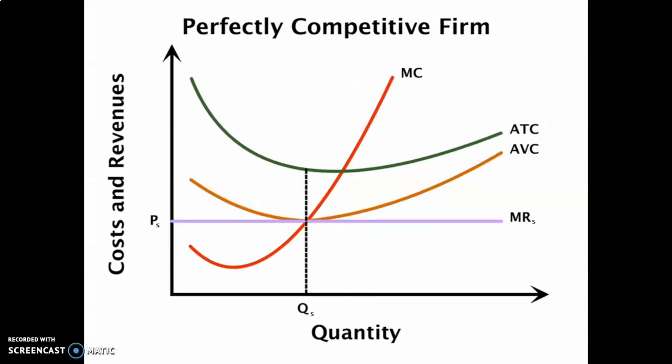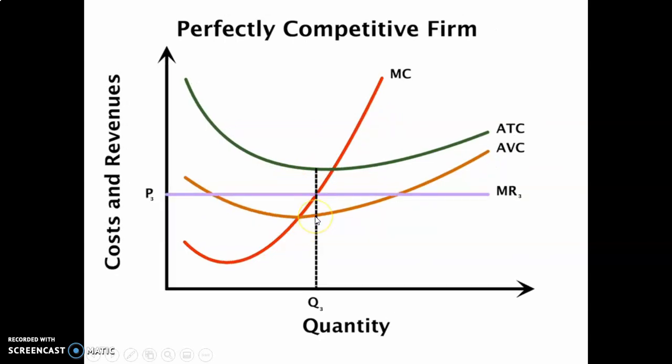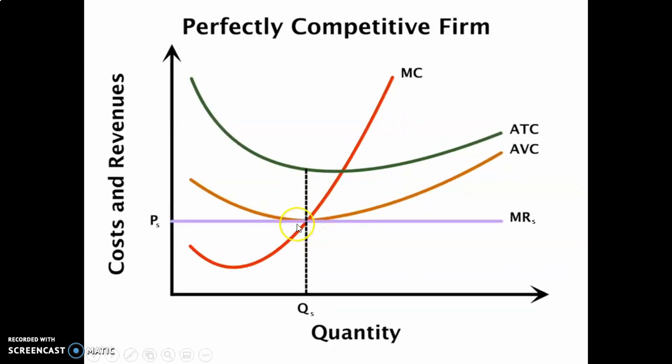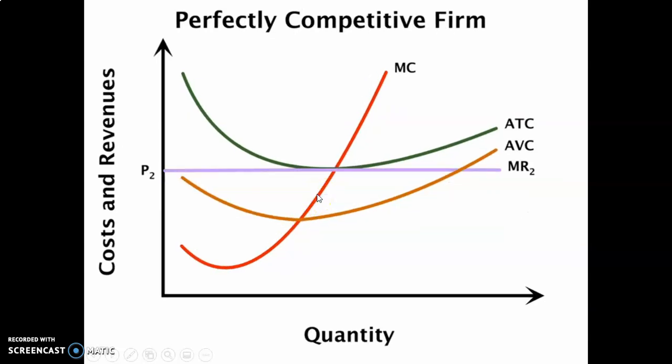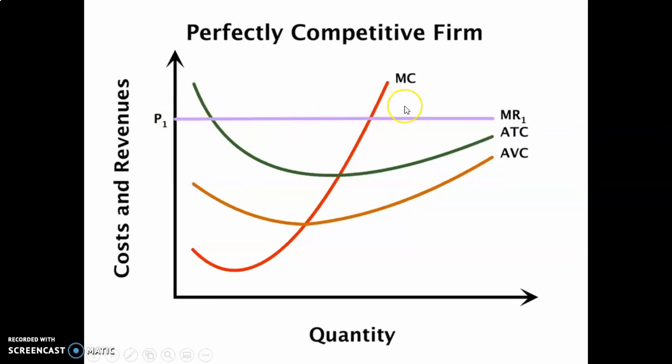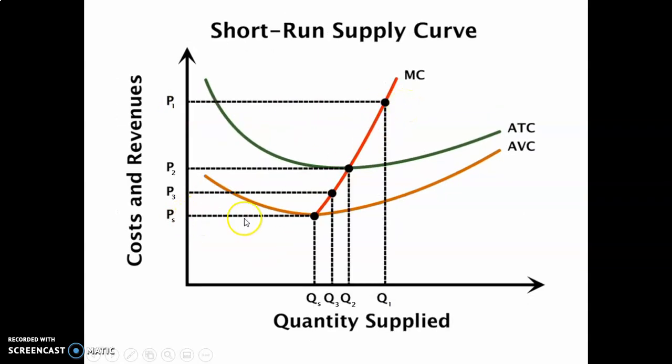So the shutdown decision is right here. Here you're indifferent between staying open or not. Here you're not indifferent. You want to keep operating. Here is your break-even point. Here you're making a profit. Any price down below this one, you're not going to operate. It's going to cost you more in terms of variable costs than it is in terms of your revenues to operate, so you are better off shutting down.